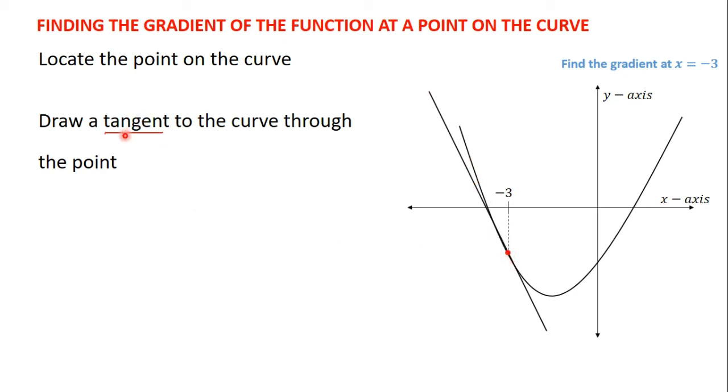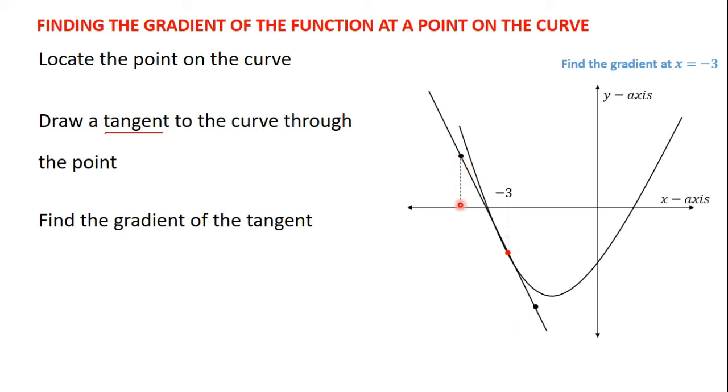Okay, after you have drawn the tangent, what do you do? You find the gradient of the tangent. The tangent is a straight line, and we already know how to find the gradient of a straight line. So let's go ahead and do that. You are going to pick 2 points that fall on the line. You will pick this one here, and you pick this one here.